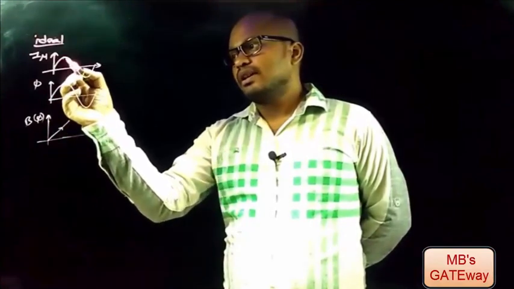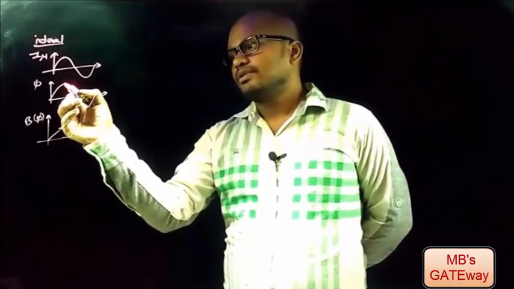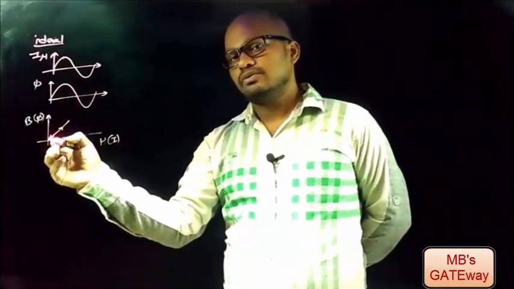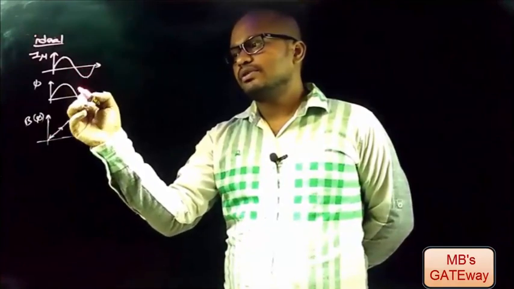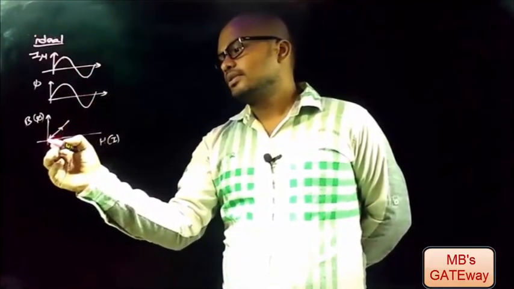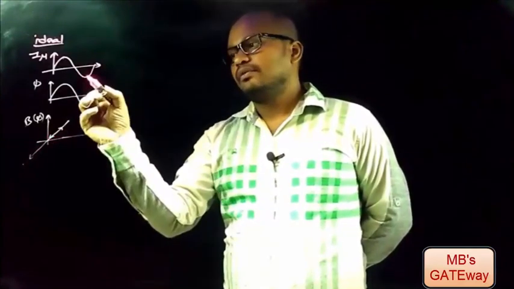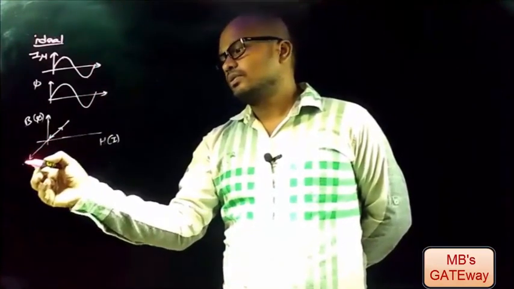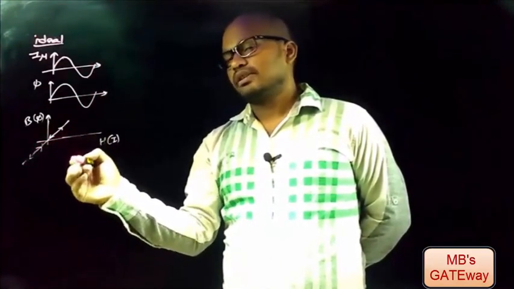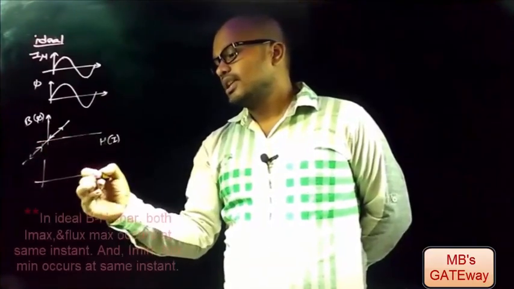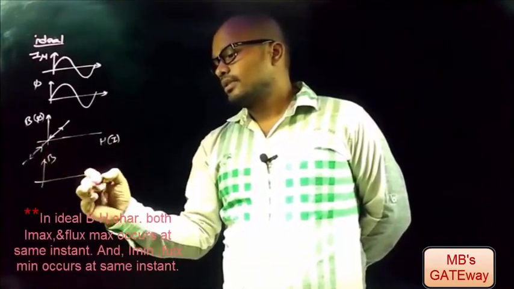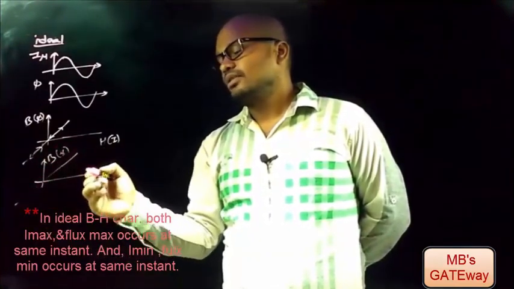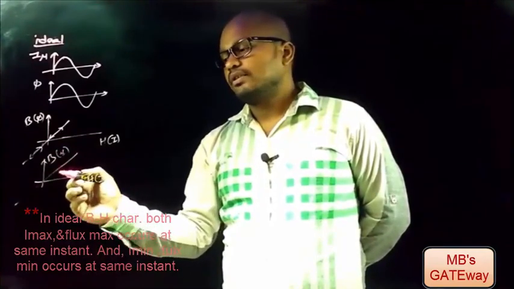And now, as current is decreasing from here to here, flux is also decreasing from maximum to 0. Means now the BH curve goes like this to 0. And from the negative side, as current I mu is decreasing, phi is also decreasing, means the BH curve will move like this. And from here to here, as current is increasing, flux is also increasing from here to 0. Means the BH curve will travel like this. So finally, the BH curve for an ideal transformer is a linear curve, and this is the BH curve for an ideal transformer.